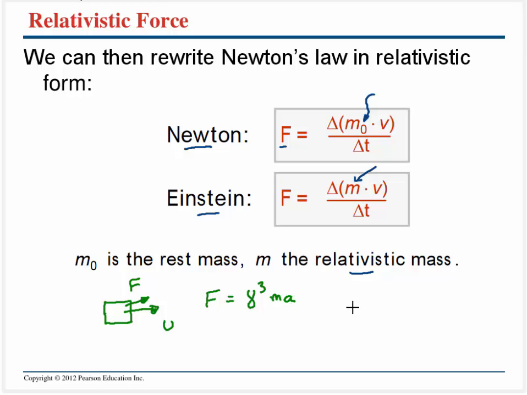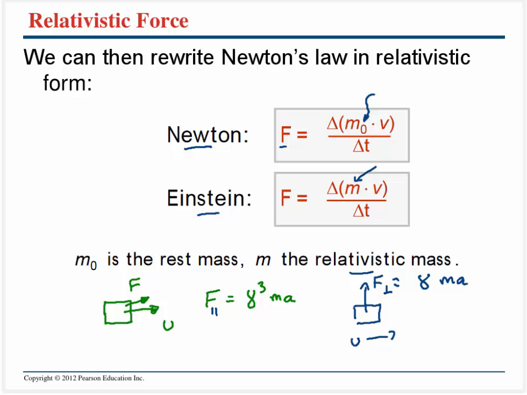If they were perpendicular to each other, so if I had a particle, I'm going to draw my arrow a little more correctly right here, moving in this direction, and I applied a force to it in that direction right over there, I would say that the perpendicular force is going to be equal to gamma times the mass times the acceleration.